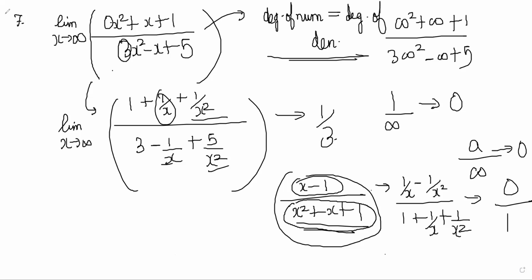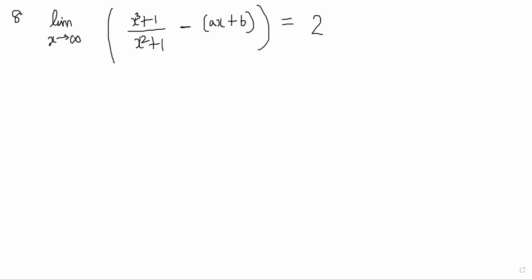You can try questions like this. Limit of x tends to infinity of x cube by x square plus 1 minus ax plus b is equal to 2. Okay, then find a and b. Now, on first glance, it looks like this is going to be infinity, no? But obviously that should not be, so how is it going to be finite then, right?